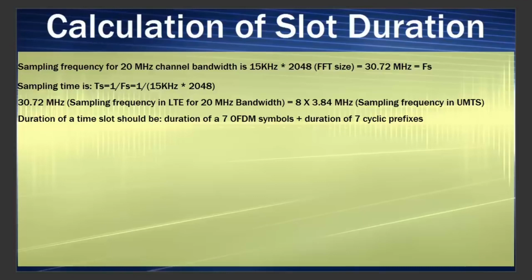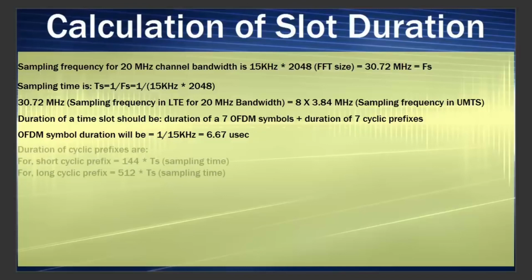Remember, the thumb rule of OFDM is that the length of an OFDM symbol is the inverse of the carrier spacing. For LTE, the carrier spacing is 15 kHz, so the OFDM symbol duration will be 1 upon 15 kHz, that is 66.7 microseconds. The duration of the cyclic prefix for a short cyclic prefix is 144 into TS, where TS is the sampling time.